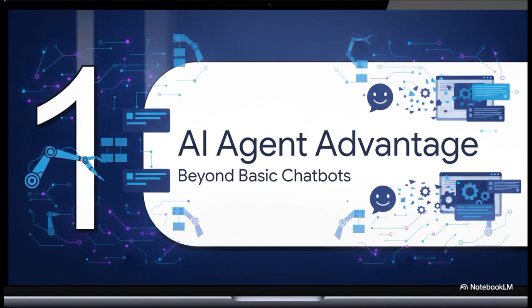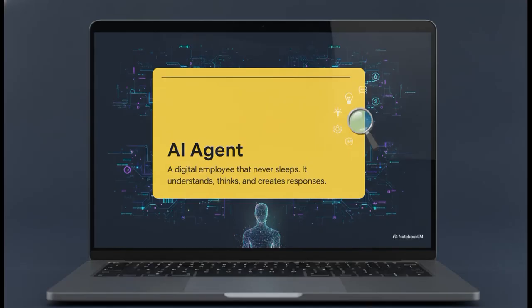Let's jump right into Section 1, the AI Agent Advantage, and why we are moving way beyond basic chatbots. Right, so before we build one, we need to get crystal clear on what an AI agent actually is. Honestly, the best way to think about it is like a digital employee that never, ever sleeps. Unlike clunky old software, an AI agent actually understands the instructions you give it. It actively thinks about the specific question your customer is asking, and then it generates a totally unique, context-aware response based on exactly what you have taught it.